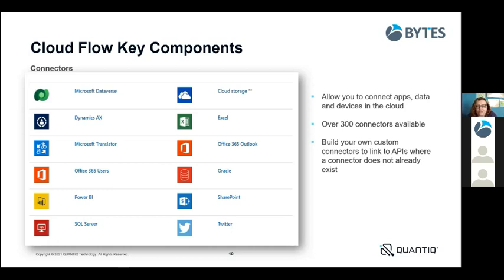If a connector doesn't already exist for a system that you're using, you can build your own custom connectors, if that system has an API that you're able to have access to. That's how you do that. You create a custom connector that links to the API. And then you can just use it in your flows or in your other Power Apps in exactly the same way as a normal connector. So yeah, connectors are really key. That's what you need really to do any of this work.